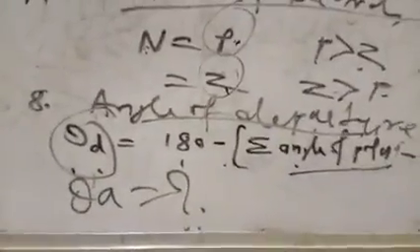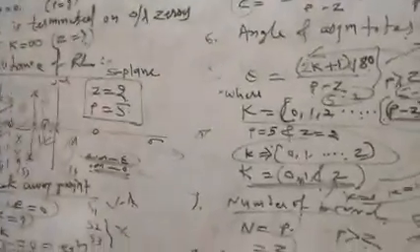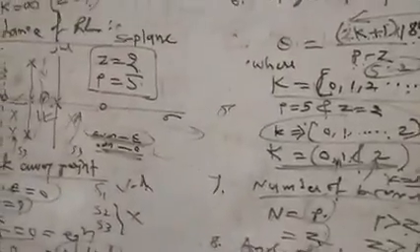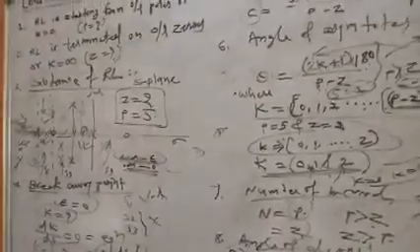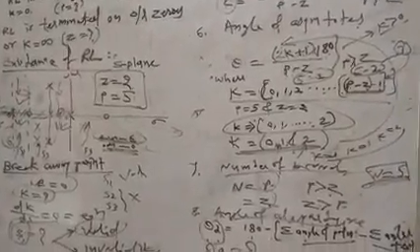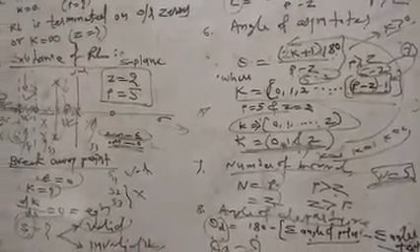Similarly, there is a formula for angle of arrival. So these are some salient features of root locus. The next point, we take one example and solve it by using all the formulas. This is nothing but one complete question.